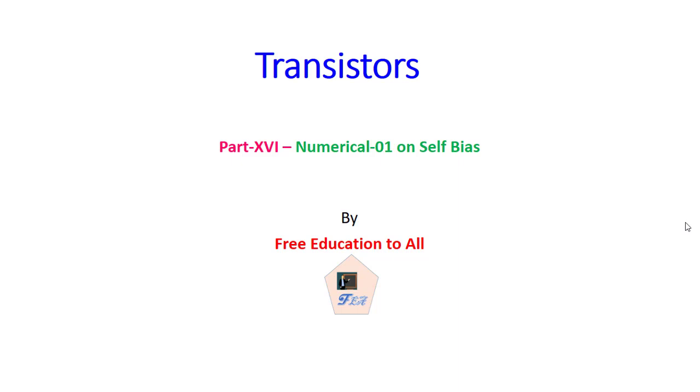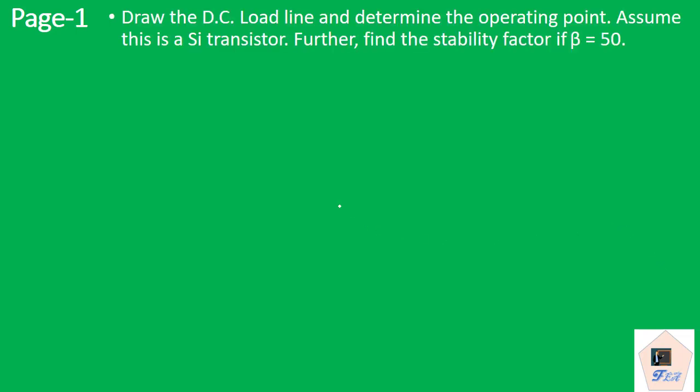So in our previous lecture, we have discussed self-bias. Now in this lecture today, we are going to solve a numerical on self-bias. So the numerical is given like this. The problem statement is: draw the DC load line and determine the operating point. Assume this is a silicon transistor. Further, find the stability factor if beta is equal to 50.